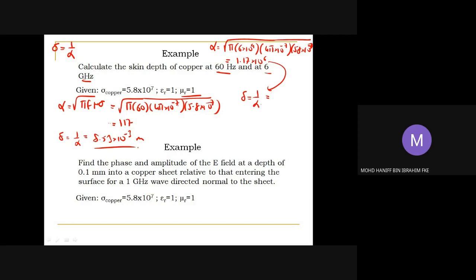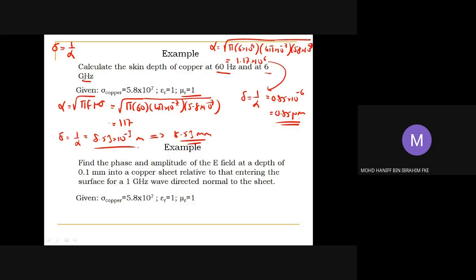8.53, or equals to 0.85 times 10 power of negative 6, or equals to 0.85 micrometer. So this is 8.53 millimeter. So we can see the difference, yeah? The skin depth for different frequency wave. For 60 Hertz, the skin depth is only 8.53 millimeters. But for 6 gigahertz, the skin depth is very small, which is about 0.85 micrometer.